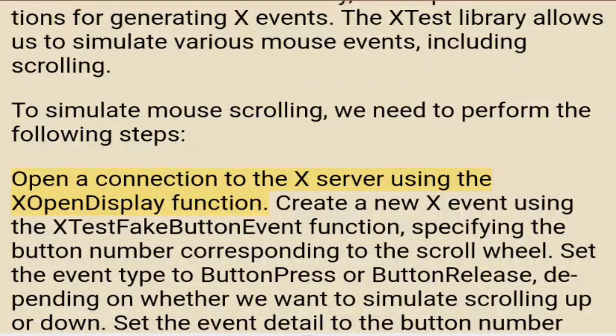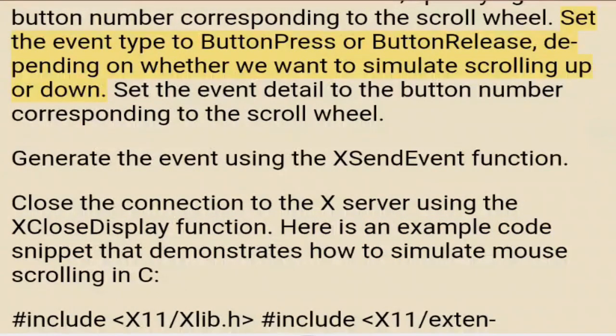Open a connection to the X server using the XOpenDisplay function. Create a new X event using the XTestFakeButtonEvent function, specifying the button number corresponding to the scroll wheel. Set the event type to button press or button release, depending on whether we want to simulate scrolling up or down. Set the event detail to the button number corresponding to the scroll wheel. Generate the event using the XSendEvent function. Close the connection to the X server using the XCloseDisplay function.